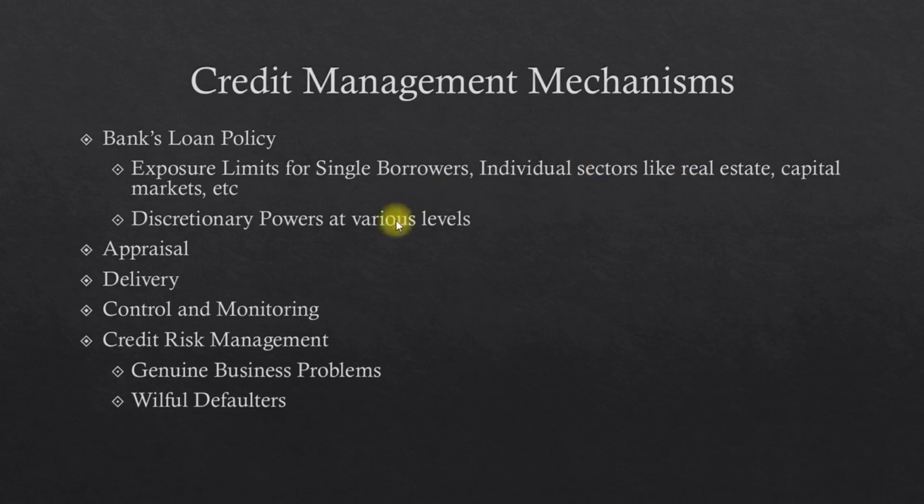In some extreme cases, banks may exit out of existing accounts by formulating exit strategies. Next is discretionary powers at various levels, which is again bank's loan policy. The policy lays down powers given to various authorities for placing ad hoc limits or for allowing overdrawings. Now that is about bank's loan policy. So we have exposure limits as well as discretionary powers at various levels.